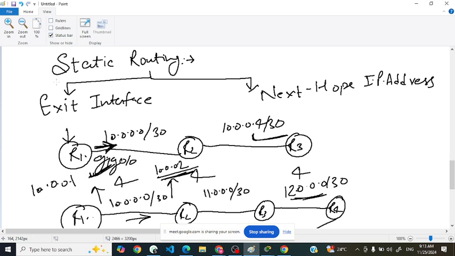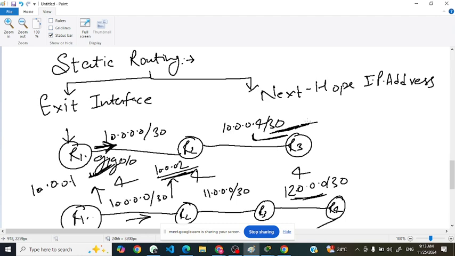Any other doubt, Abdul? No, I mean, for the first one we have to configure the other router's IP address as well, right? Like router two. Yeah, we will have to give the path. I will show you in the configuration. Tomorrow I will show you. I am just explaining it theoretically.